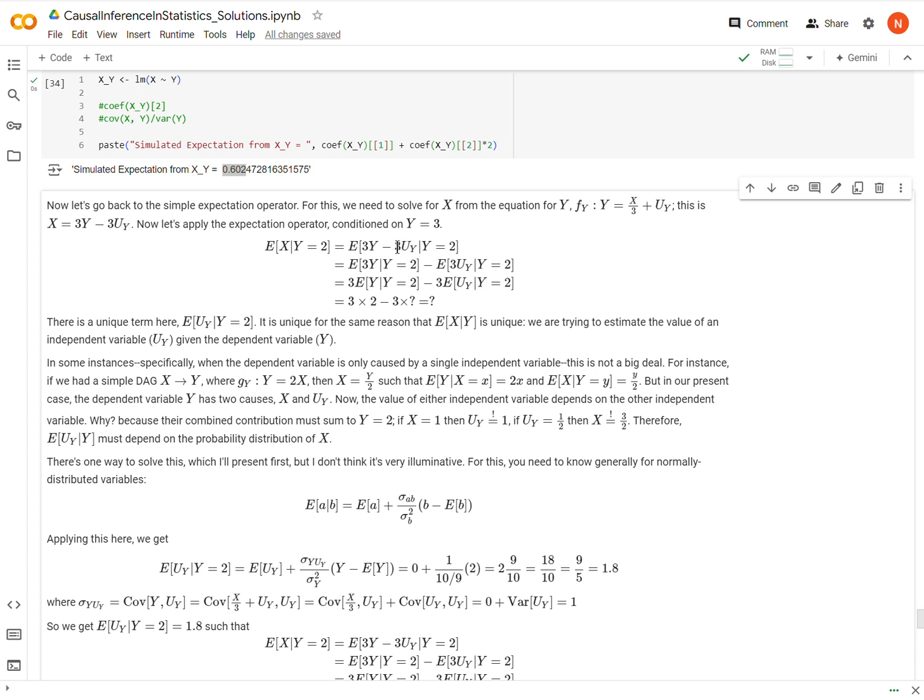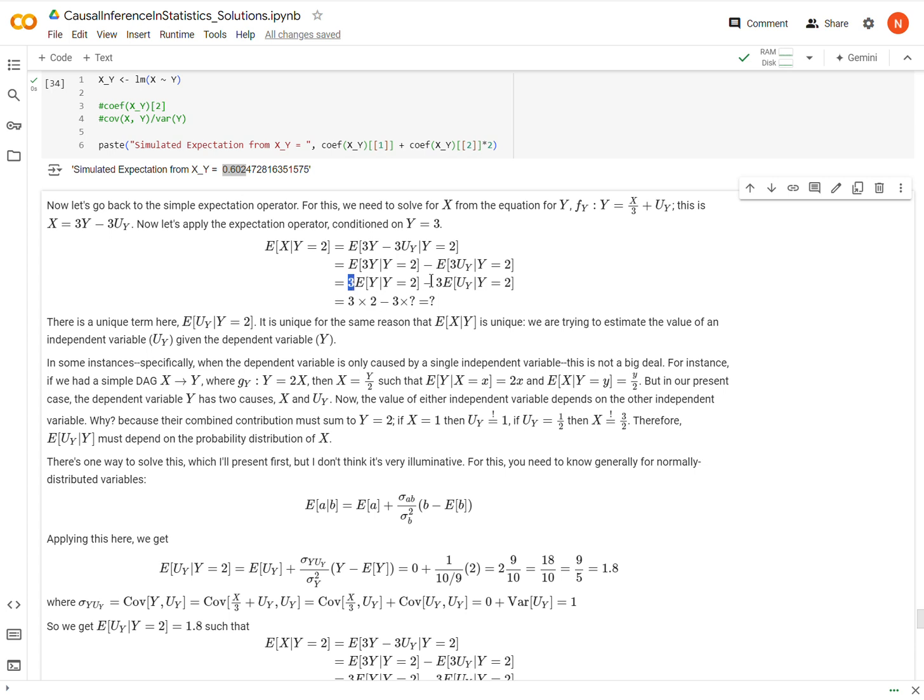And so now I'm going to separate this expectation. So I have the expectation of 3y given y equals 2 minus the expectation of 3u of y given y equals 2. I can take the constants out front, right? So I'm taking that 3 and putting it out front. Now we have 3 times the expected value of y given y equals 2. Well, obviously that's just going to equal 2, and I'm multiplying that by that 3 there.